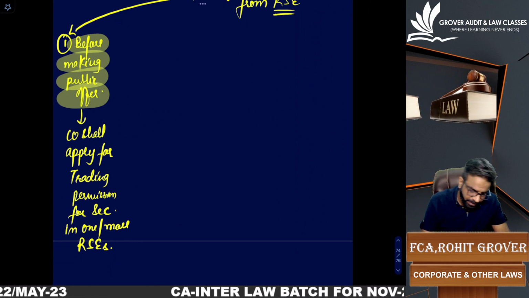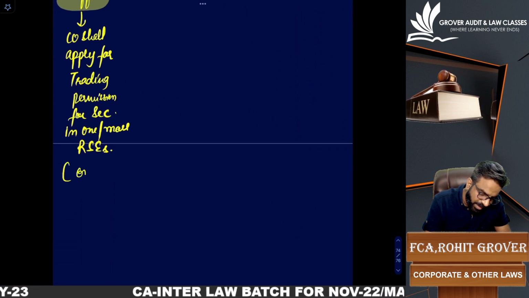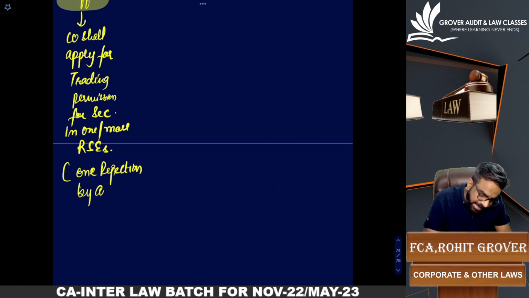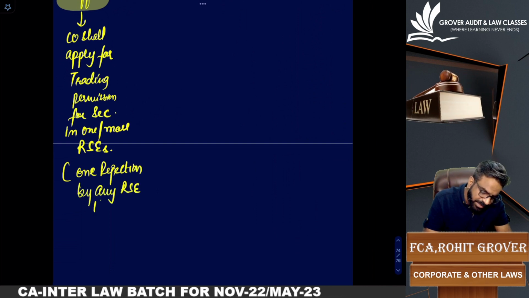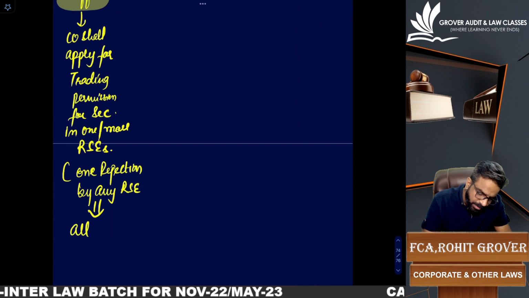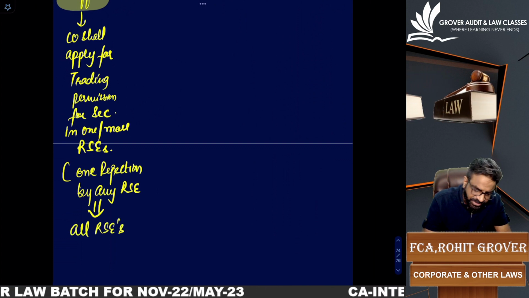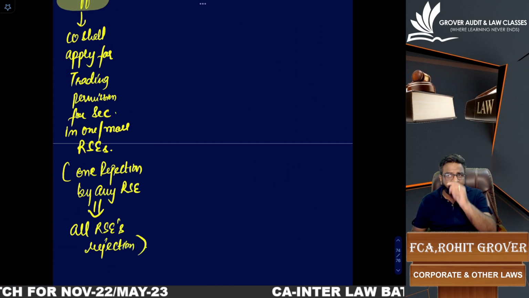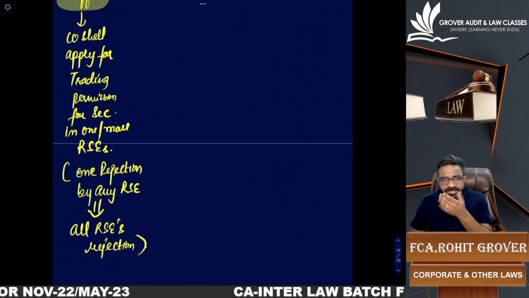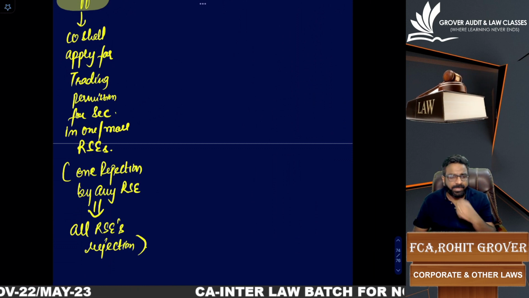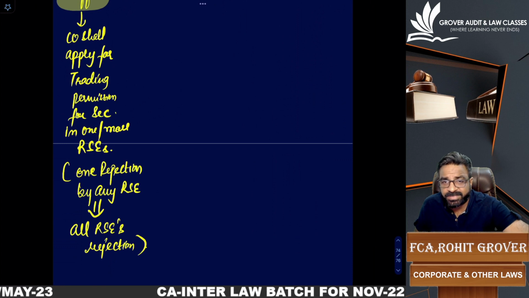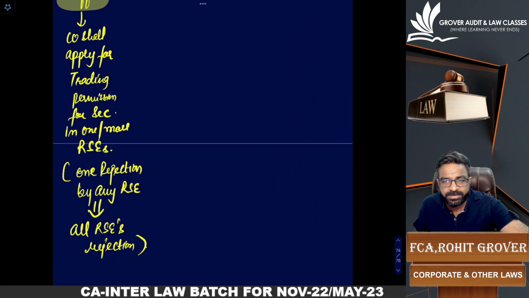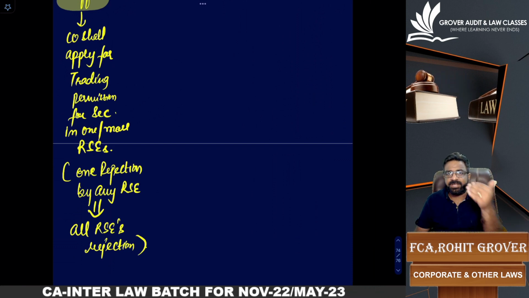Did you all understand the point? So I'm going to write here: one rejection by any RSC is equivalent to all RSCs' rejection. Is it crystal clear, everyone? Write the word CC in the comment box if you all understood point number 1 in section number 40. Quickly, waiting. Write quickly, we don't have much time. Everyone written? Yes. Now let's understand the next point.